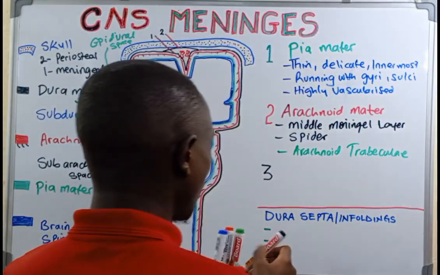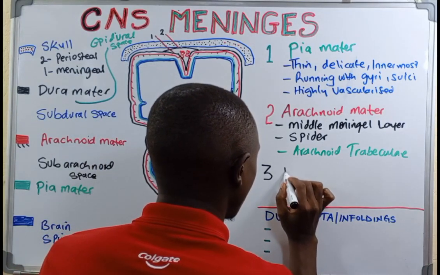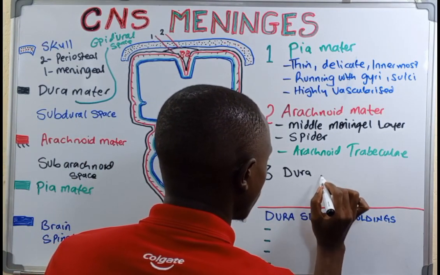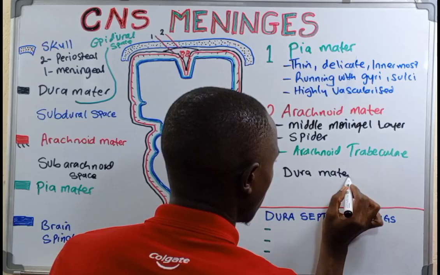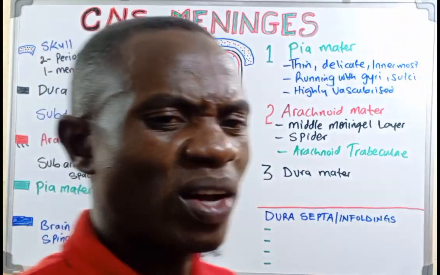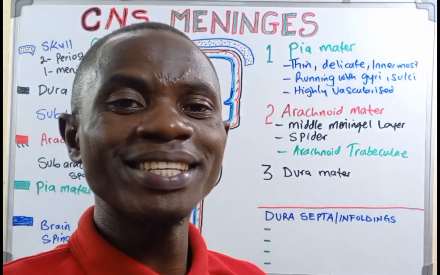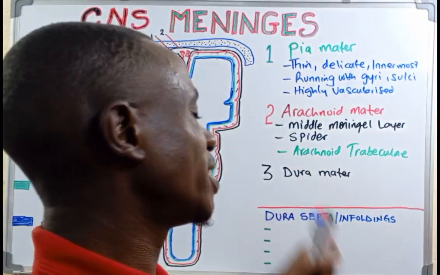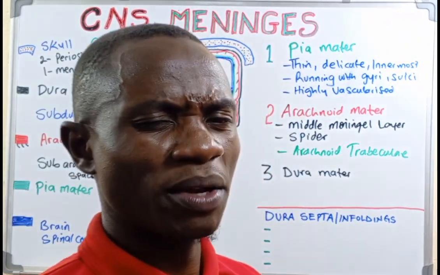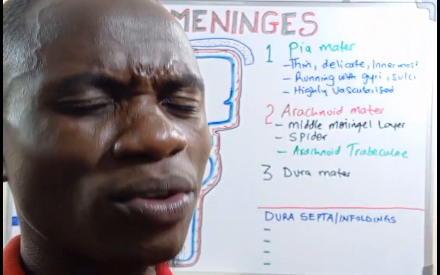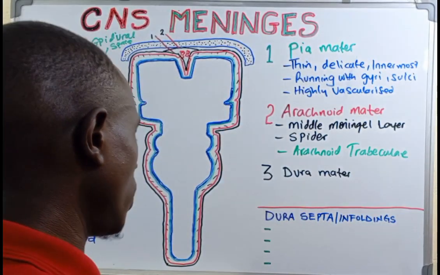And of course we said the third one is what we call the dura mater. The word dura means hard, and matter means mother. So this is a hard mother that is going to be taking care of the brain and the spinal cord. It is another beautiful thing. So now, what is unique about the dura mater?